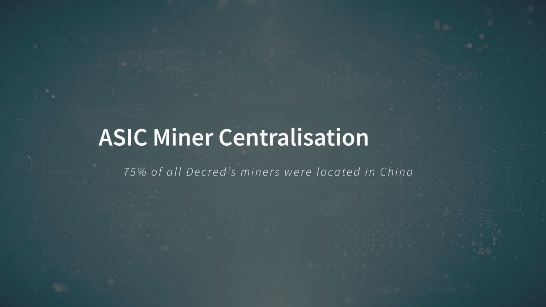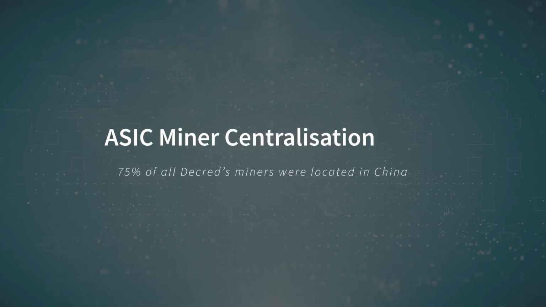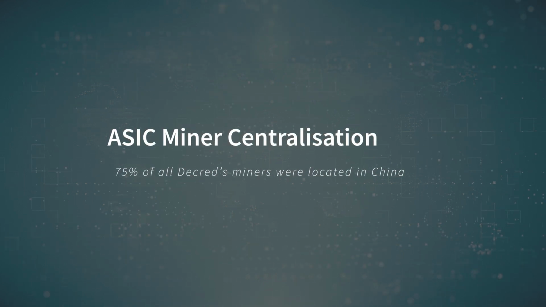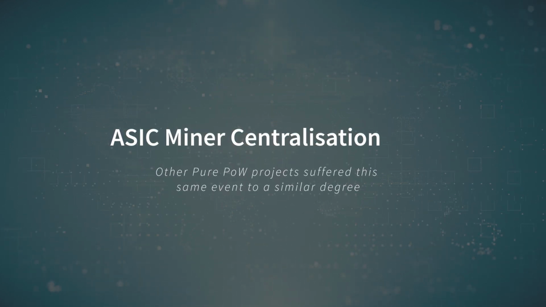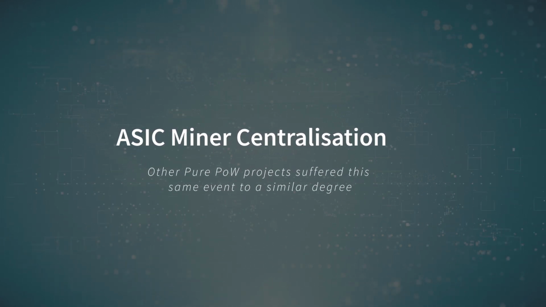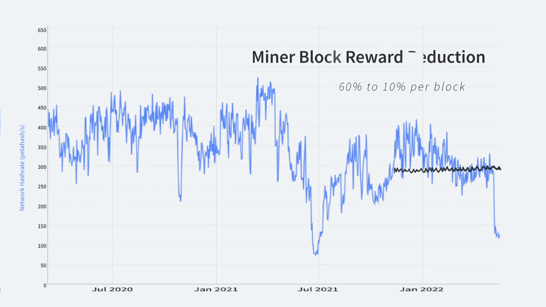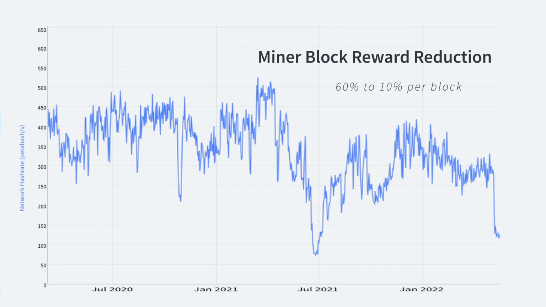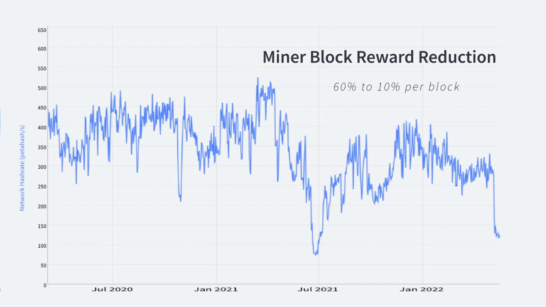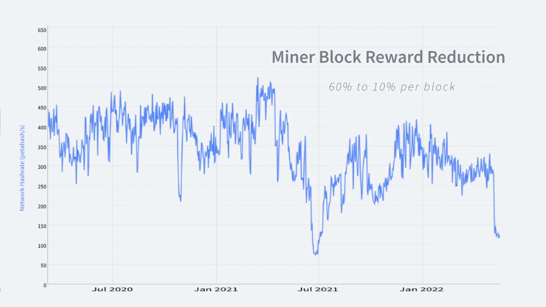One thing this demonstrated is how centralized mining had become. It can also be reasonably assumed that over 75% of all Decred's miners were located in China. It's also important to note that the majority of proof of work projects suffered the same event to a similar degree. May 2022, the hash rate reduces to 90 petahashes, down from an average of 275 petahashes per second, after Decred reduced the miner's block reward from 60% to 10% per block to combat mining centralization and miner price suppression.